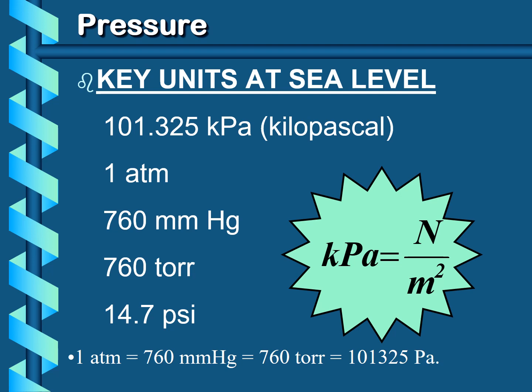Okay. So there are some key units at sea level. We have 101.325 kilopascal or 1 atmosphere, or 760 millimeters mercury, 760 torr, 14.7 psi. That means 1 atmosphere is equal to 760 millimeter mercury, 760 torr, or 101.325 kilopascal, or if you try to move the decimal place, it would give you 101.325 kilopascal, which is just the same with this.